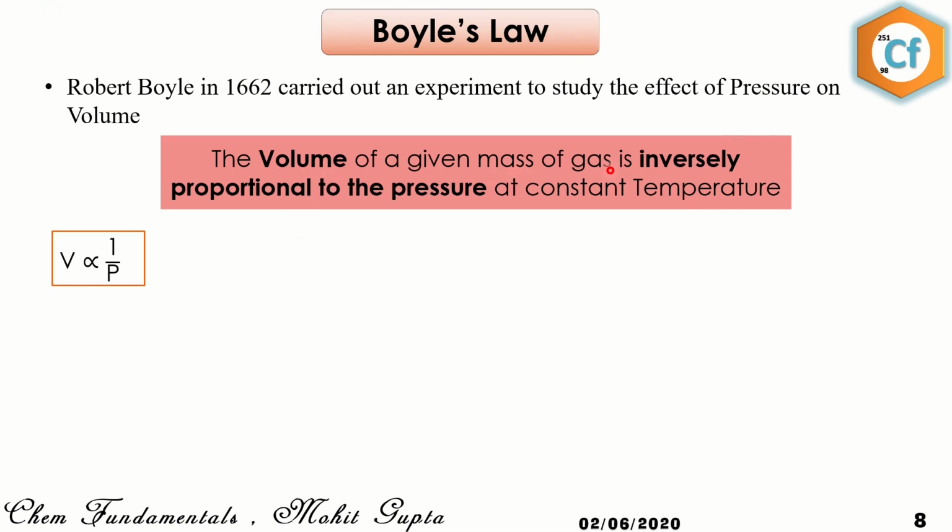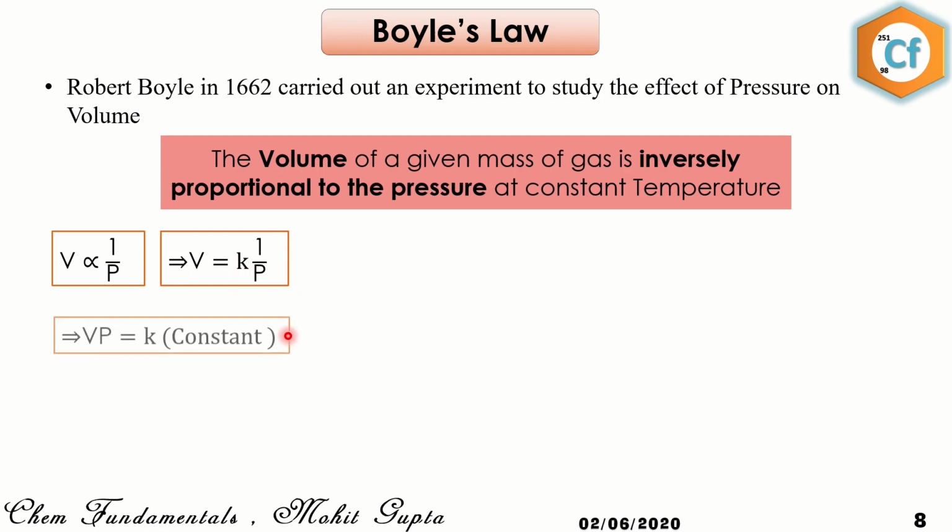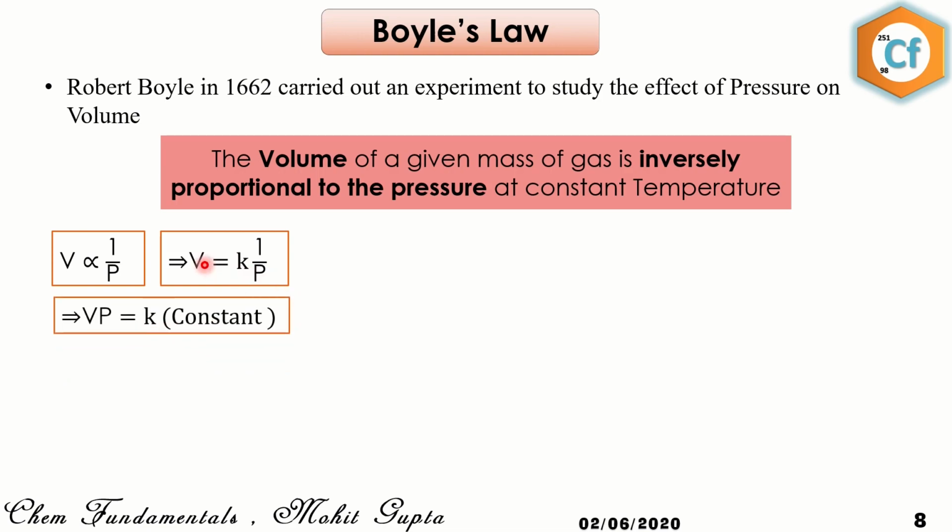According to him, the volume is inversely proportional to the pressure. So if I increase the volume, the pressure would decrease, or if I increase the pressure, the volume would decrease. Now, to remove this proportionality sign, I have to write equals to and introduce a constant here, which is K. So if I cross multiply, I get PV is equal to K, where K is the constant.